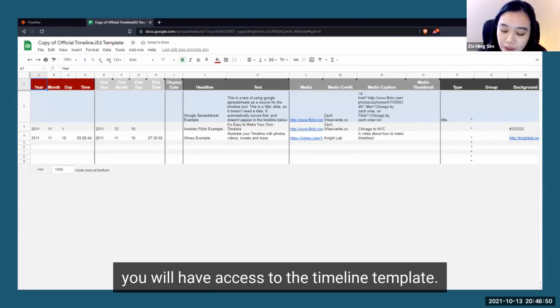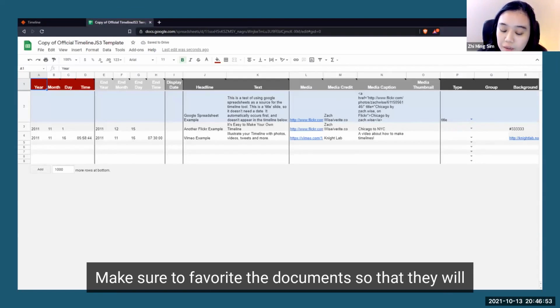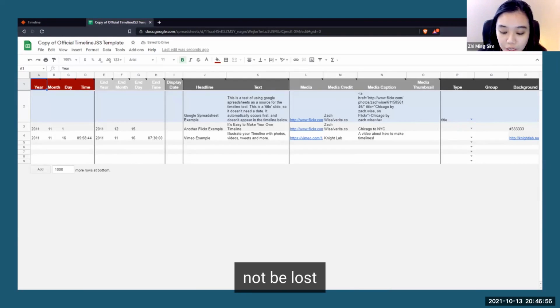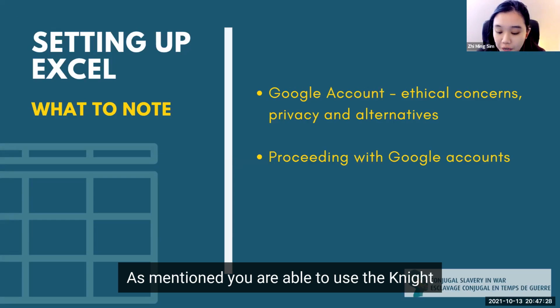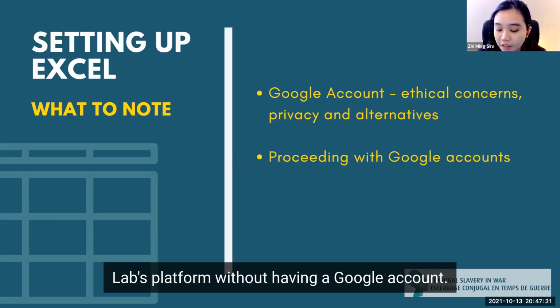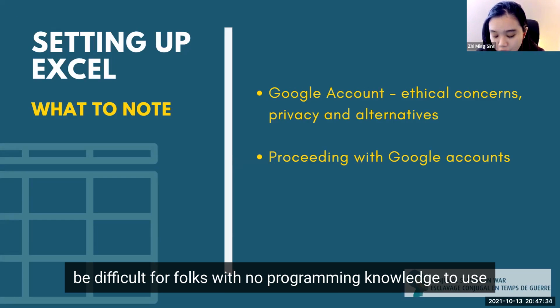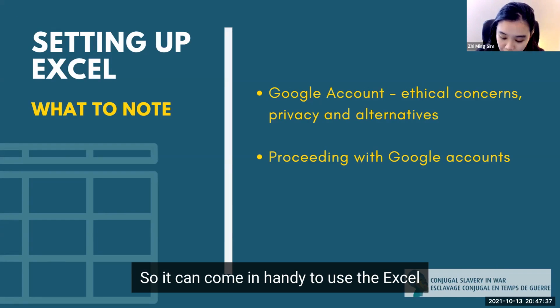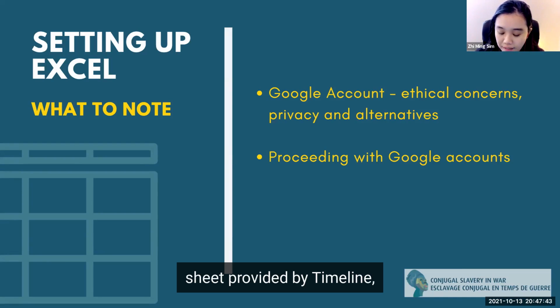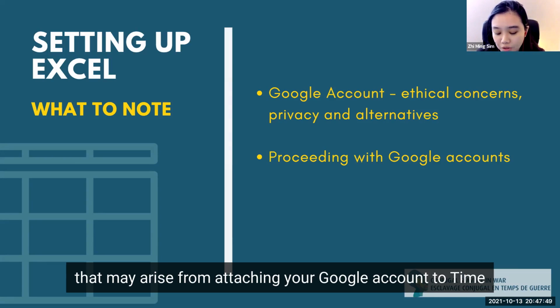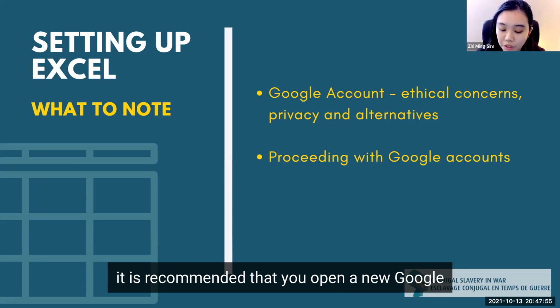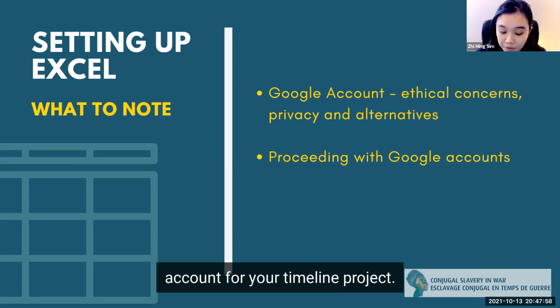After signing in, you will have access to the timeline template. Make sure to favorite the document so that it will not be lost within your Google Drive. As mentioned, you are able to use the Knight Lab platform without having a Google account. It can, however, be difficult for folks with no programming knowledge to use the platform, so it can come in handy to use the Excel sheet provided by TimelineJS. However, considering the privacy issues that may arise from attaching your Google account to TimelineJS, it is recommended that you open a new Google account for your timeline project.